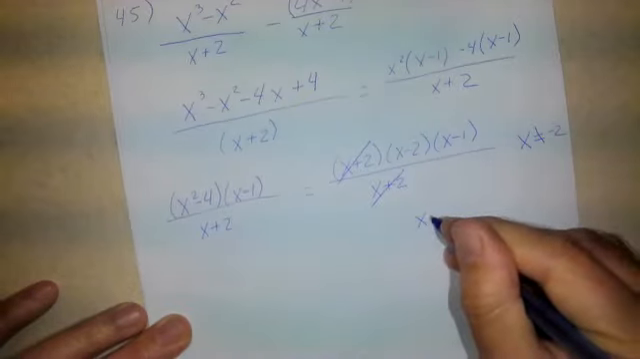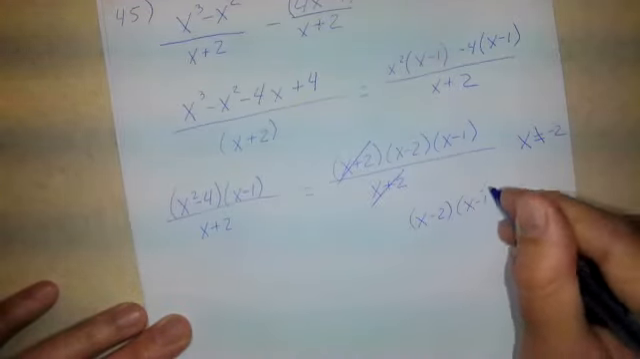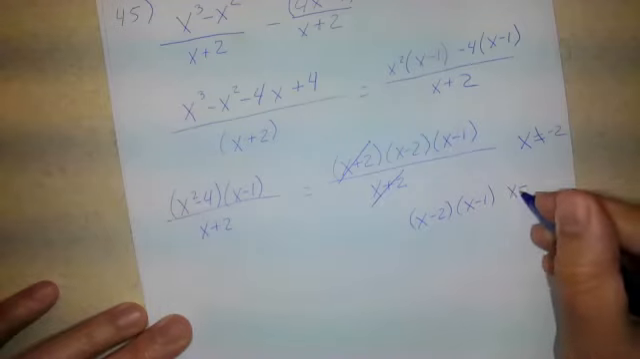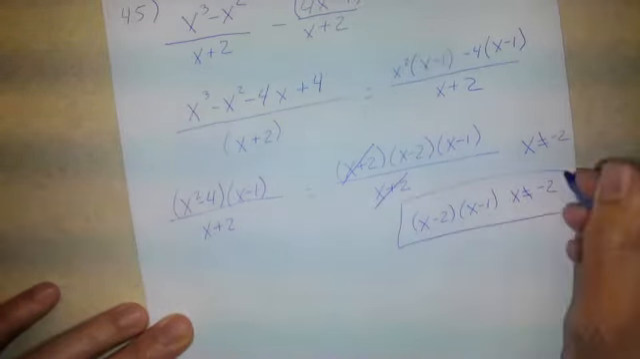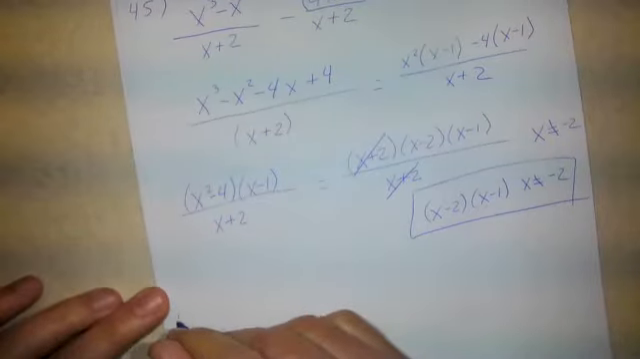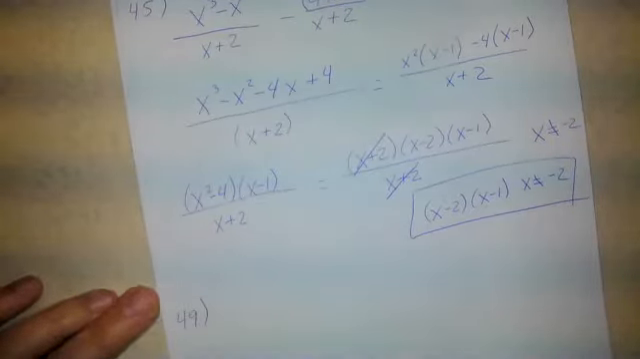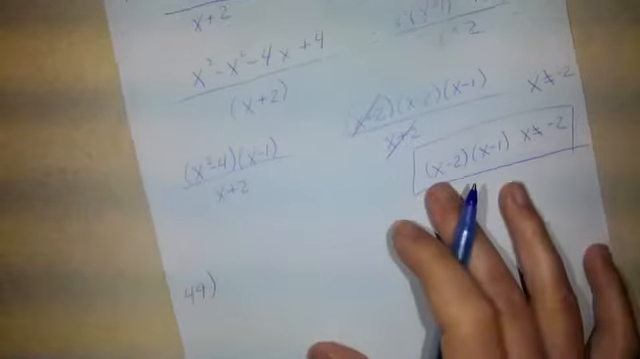So my answer, and I'm going to leave it in factored form, which is fine, is exactly this. I do need that restriction in there. That's number 45. The last one from this group is number 49, where we're solving an inequality.